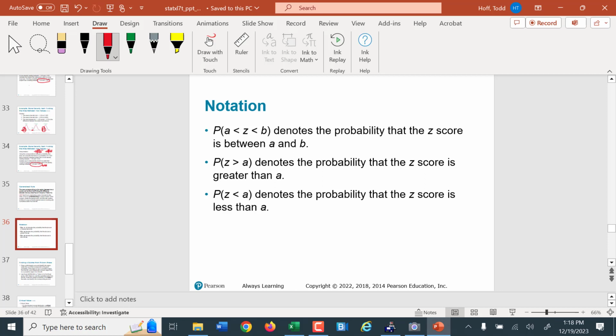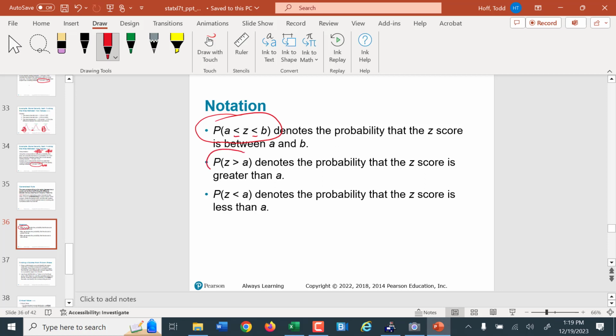Some notation, we see a little bit of this. So the probability of being between A and B would look like that: the probability that A is less than Z is less than B. We could put equals in there. It would be the same probability, but we choose to leave them out just to save ink, basically.